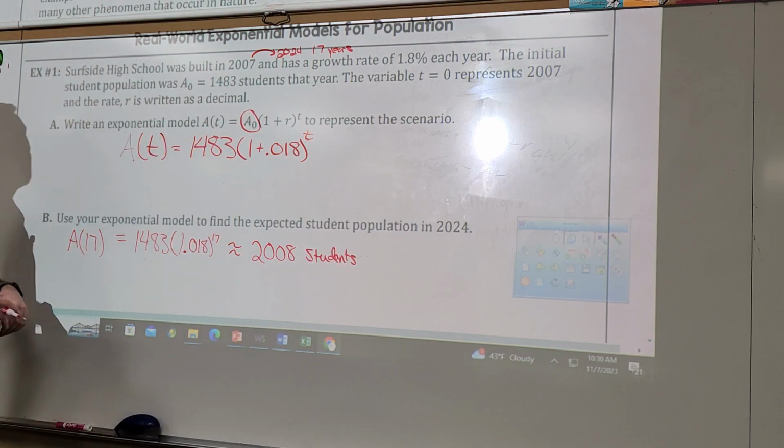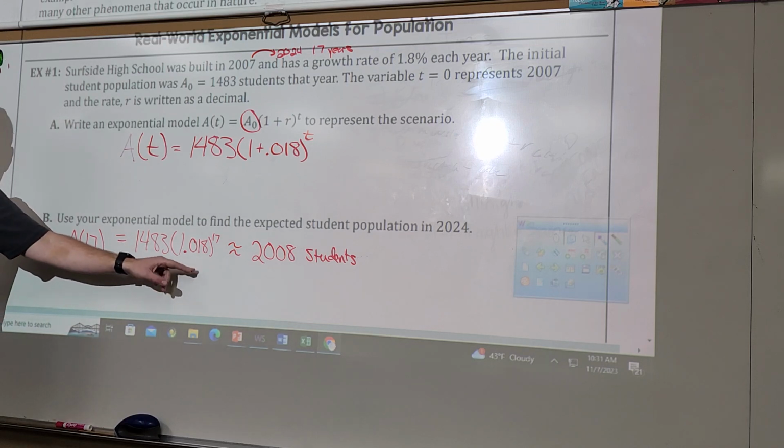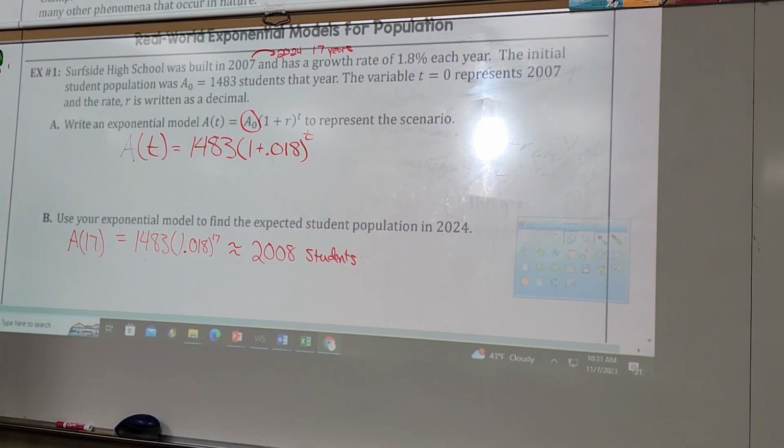Students. Remember, if you're taking the actual AP test, you are going to say in 2024, there will be 2008 students, right? Please, on the AP test, you got to use complete sentences. Everything's in English.